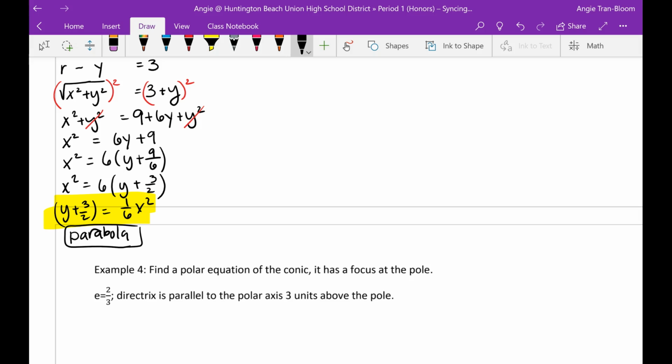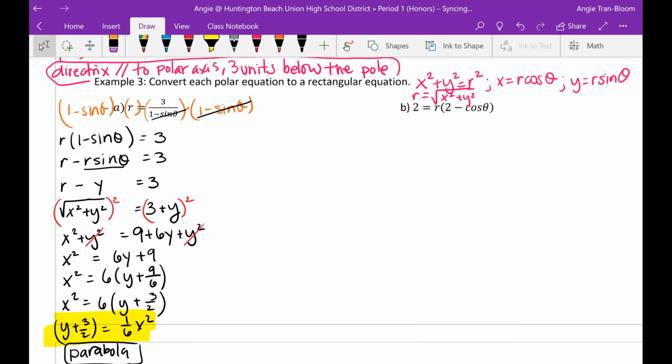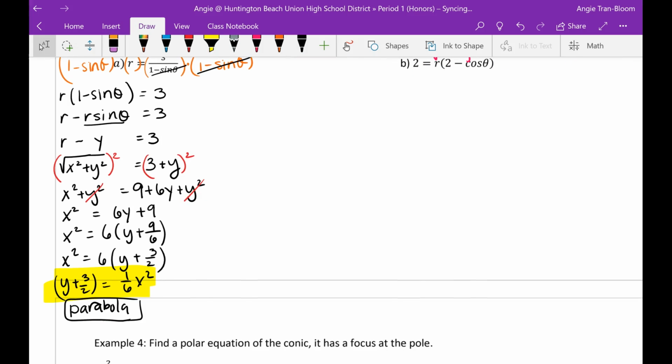Well, if that's a parabola, I can totally go and find, well, it doesn't say graph, does it? Convert each polar equation. Oh, that's it. Woo, I'm done. I got so excited. All right, so I'm done with that.